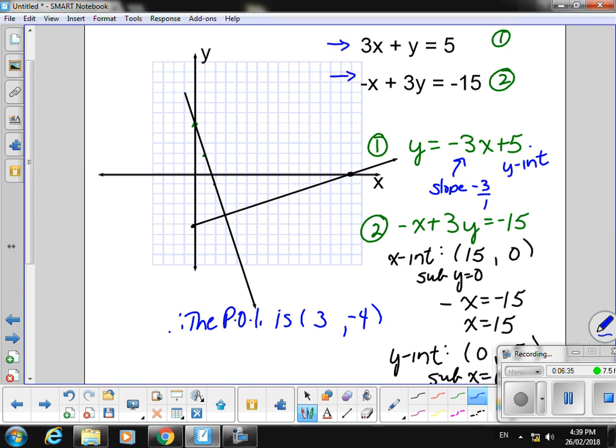In other words, if I put 3 in for x and -4 in for y, I should end up with 5 for the first equation. And if I put 3 in for x and -4 in for y, I should get -15 for the second equation. And I do. That point works in both. Let's look at the next system.